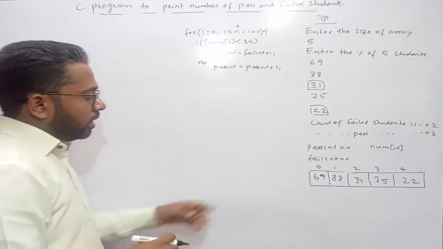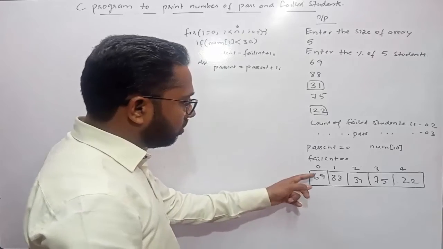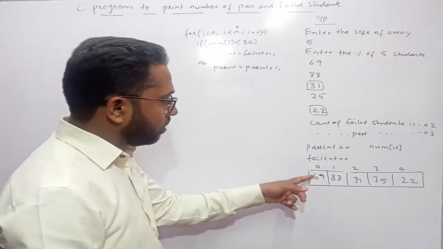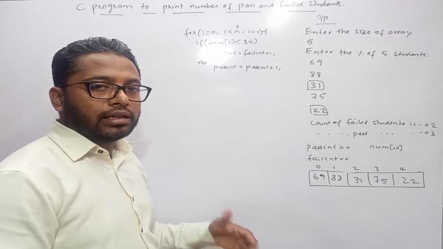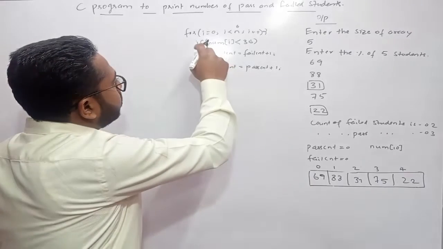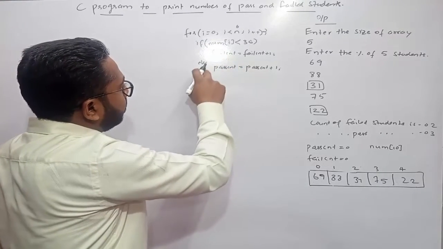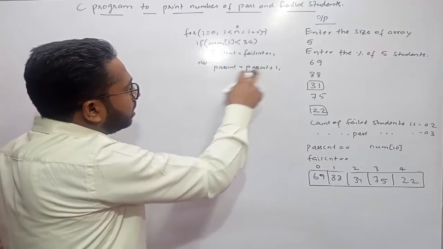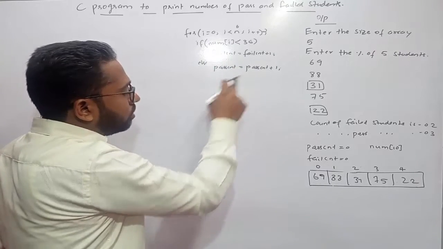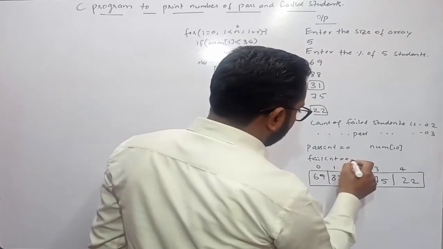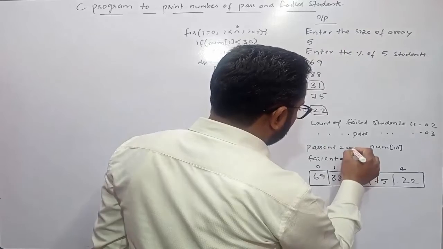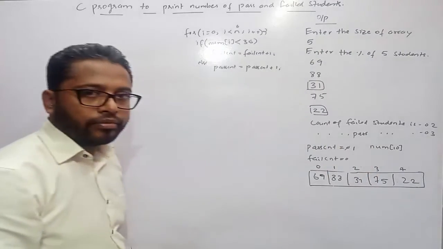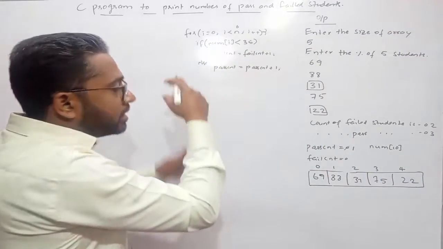Okay, so here you can see the first value with index i equals 0 is not less than 35, it is greater than 35. That's why control will not come inside the if block, it will come inside the else block to increment the value of pass count. So now the pass count becomes 1. Then the i value gets incremented by 1.